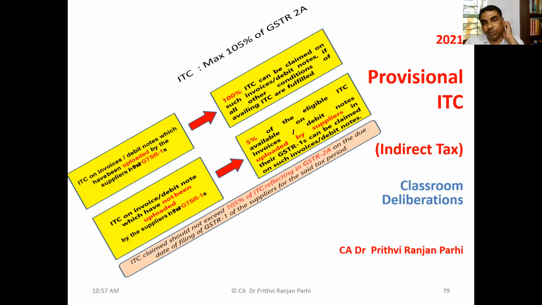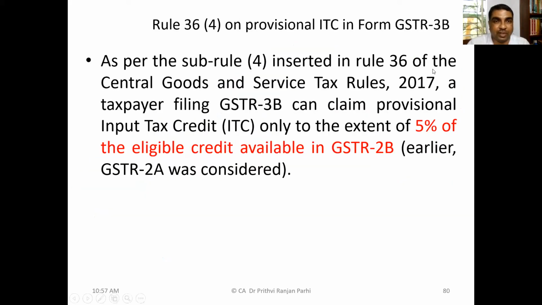Now, the related rule is, as you can see, this is rule 36(4). This talks about provisional ITC. This says a taxpayer who is filing GSTR 3B can claim provisional ITC only to the extent of 5% of the eligible credit available in GSTR 2B. So if something is reflected in GSTR 2B, that 5% one can avail as a provisional credit.